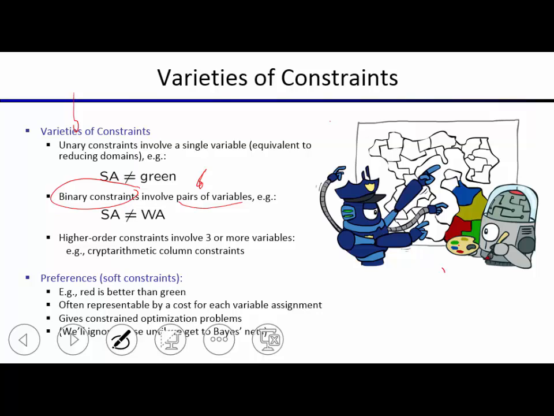Okay. You could have soft constraints. We'll look at that later. But just keep in mind that in principle it's possible to have soft constraints. It would not be a CSP anymore. It would be a slightly different type of problem. But it is possible to consider those too.